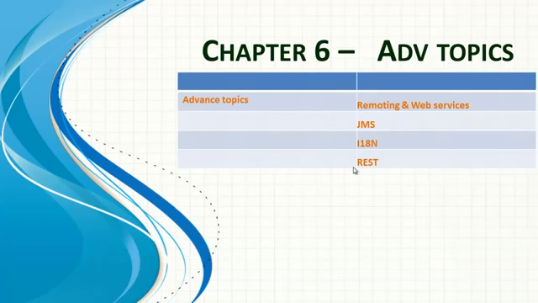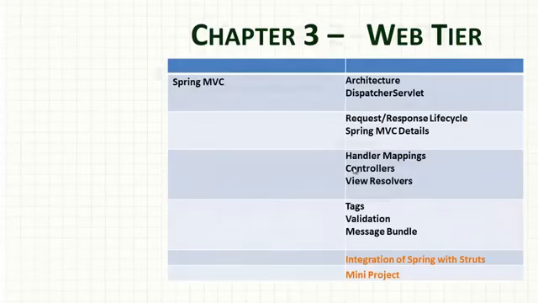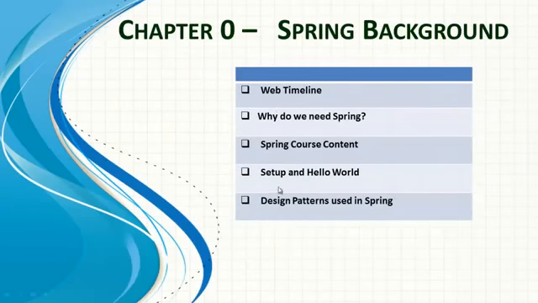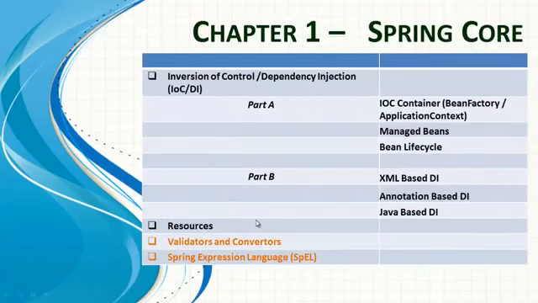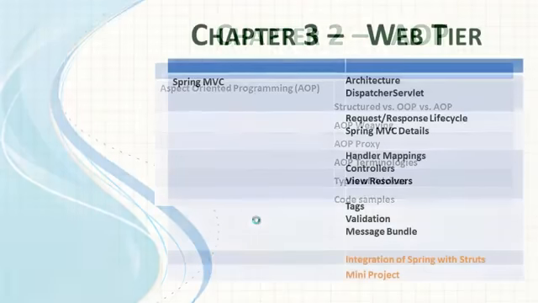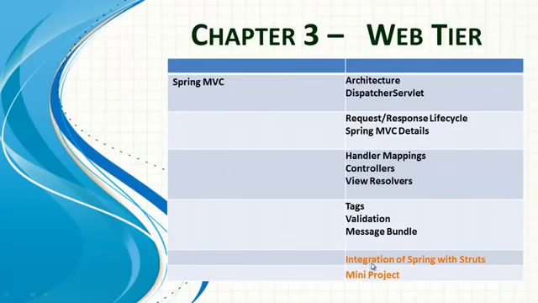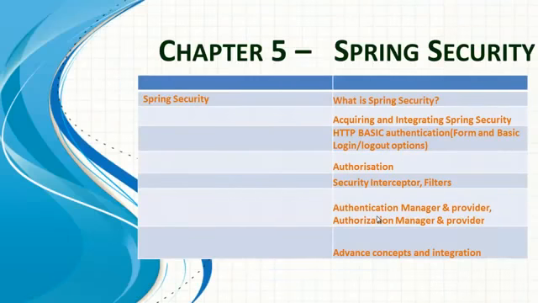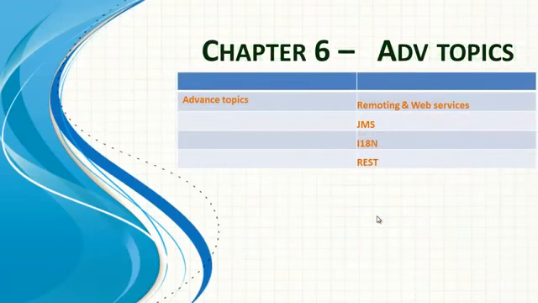And finally chapter 6, which has some advanced topics like remoting web services, Java messaging service, internationalization and REST. So these are the topics that will be covered in level 2. So you can see that all the 7 chapters are normally divided into 2 parts. Spring background is the one that we are talking about, and we are covering this portion, the Spring course content. So chapter 1 has 2 topics which are level 2. Chapter 2 has no topics which are level 2. Chapter 3 has 2 topics which are level 2, and chapter 4 has 4 topics which are level 2, and Spring security is not part of level 1, and finally advanced topics is also not part of level 1.